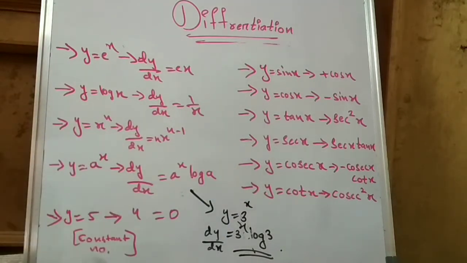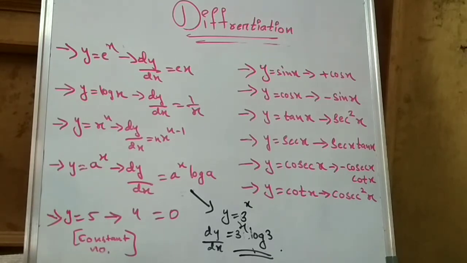When y is equal to cosec x, that will be minus cosec x cot x. And y is equal to cot x will be minus cosec square x. So tan x gives sec square x and sec x gives sec x tan x. Cot x gives minus cosec square x and cosec x gives minus cosec x cot x. You need to remember all this, so you can do any problem easily.